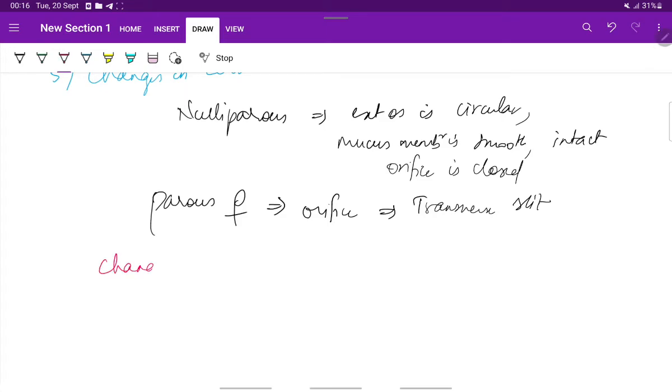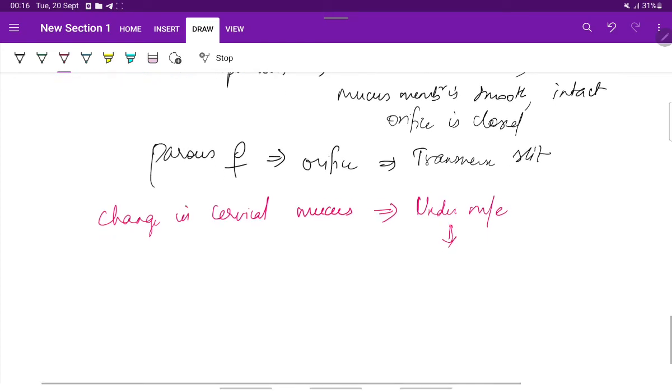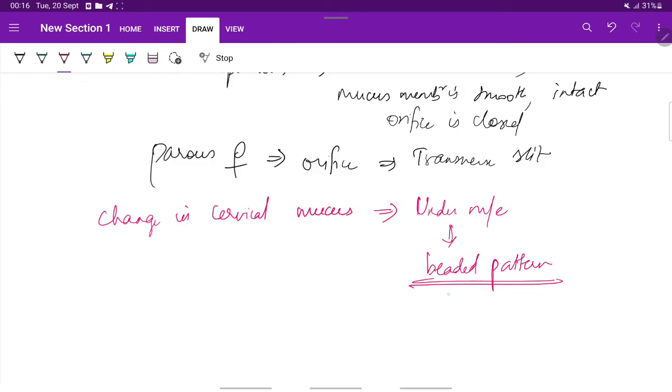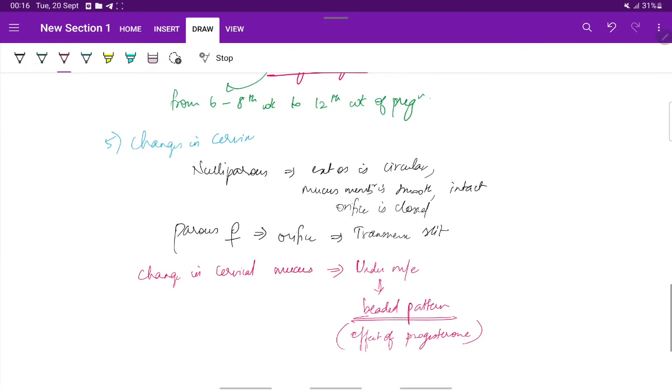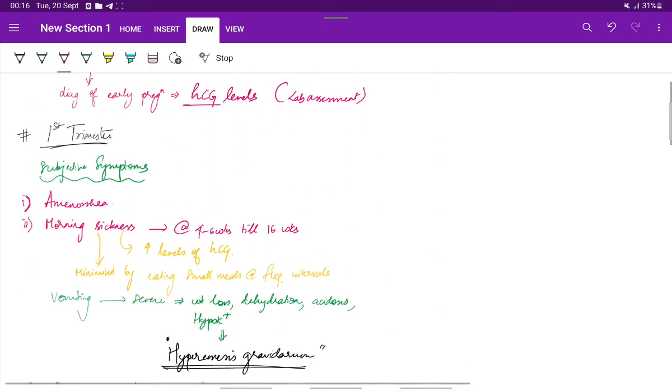Also, there is change in cervical mucus, which when seen under the microscope shows a beaded pattern, which is due to the effect of progesterone. So these are all the symptoms which are seen during the first trimester.